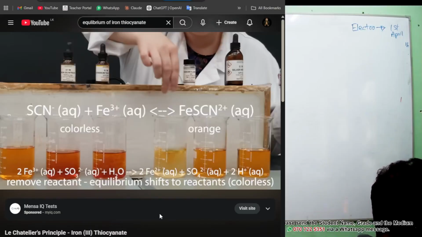What happens when you remove the reactants? Equilibrium shifts to the backward direction, right? That means the reactant side.